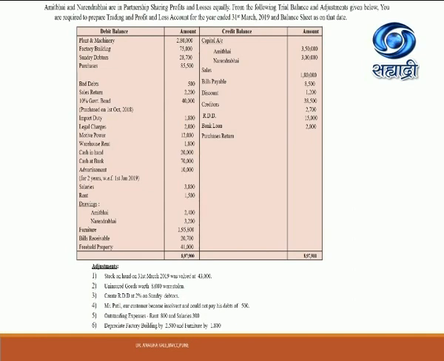So trial balance and adjustments are given. This is the problem of Amit Bhai and Narendra Bhai. These are the partners. They are sharing profits and losses equally. So we are having trial balance and different adjustments. As we have discussed the steps, first step is obviously we have to see the adjustments and we'll be ticking the items which are given in the trial balance wherever adjustments are there.